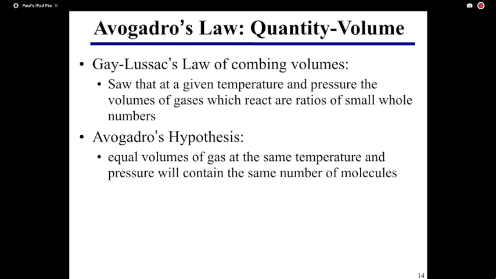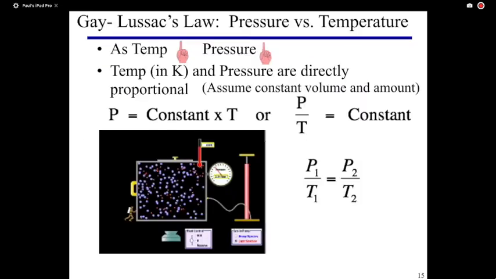Directly proportional. All right. Avogadro got into this, and he had a hypothesis which was borne out by experimental values. Equal volumes of gas at the same temperature and pressure will contain the same number of molecules. It doesn't matter what molecule you have; at the same temperature, the same pressure, and the same volume, they all have the same number of molecules. That's important. We're going to get to a constant in just a bit.